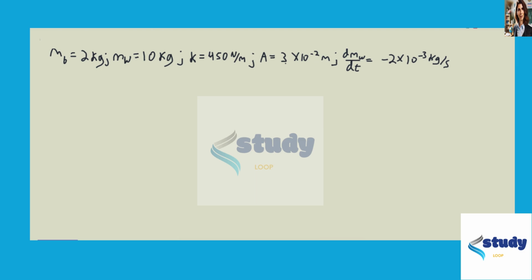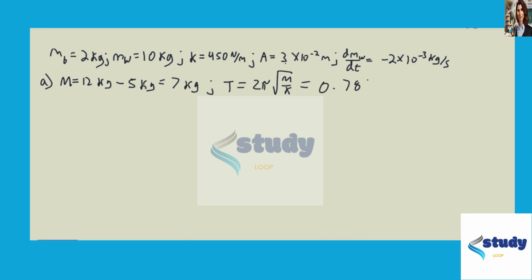All right, the first part's pretty easy. For the first part, we know the total mass equals 12 kilograms. And we're cutting the mass of the water in half, so we're taking 5 kilograms of water away. So the mass when they're asking what the period is, is 7 kilograms. T, the period, equals 2 pi square root of big M over K. This is 0.784 seconds.